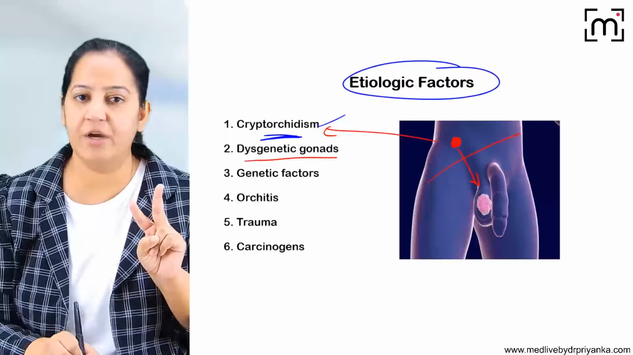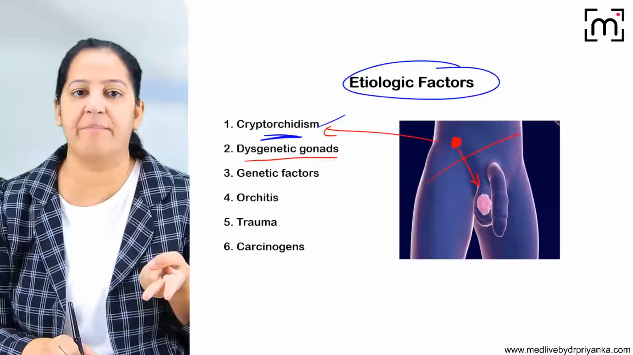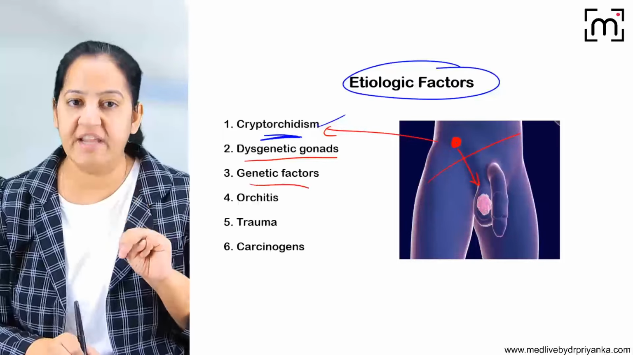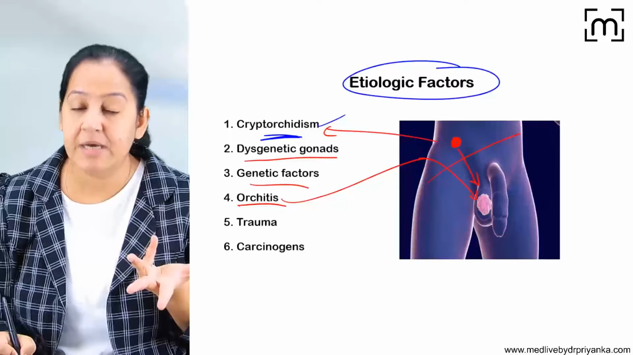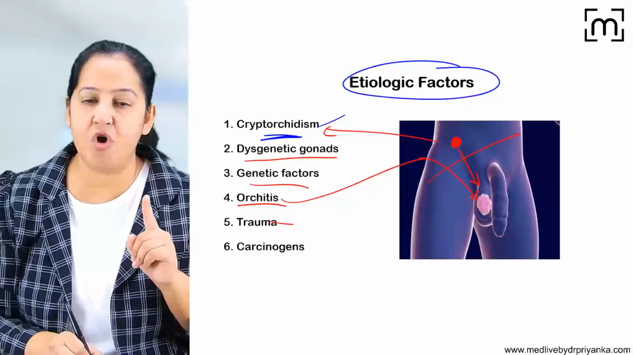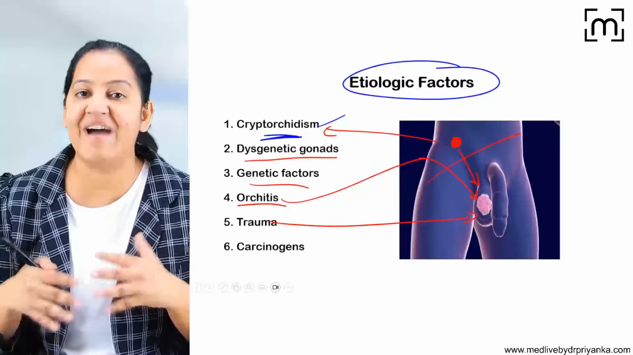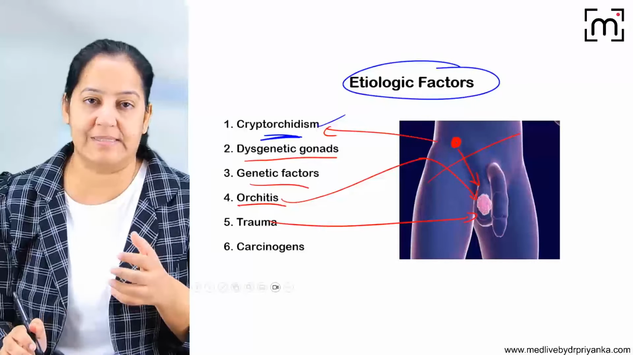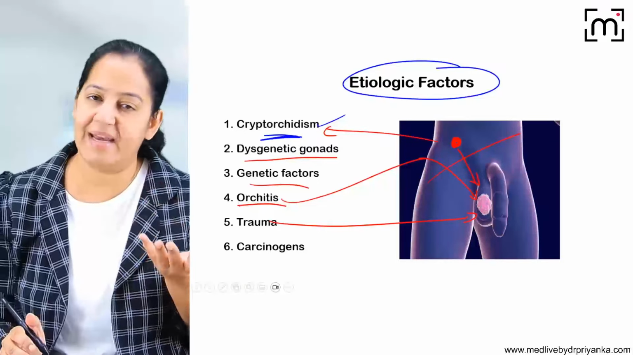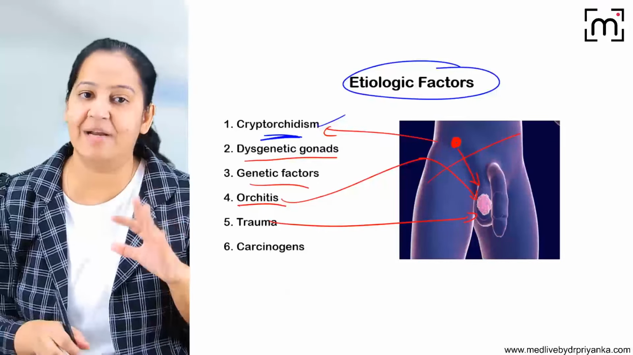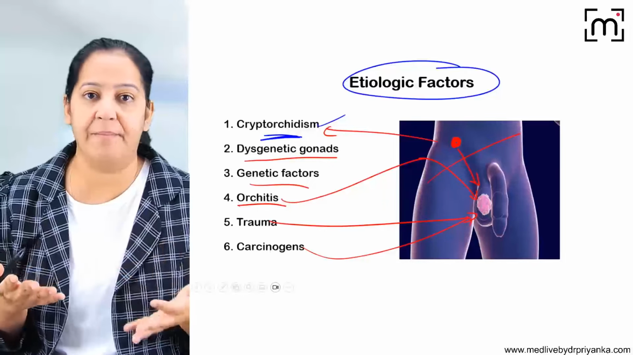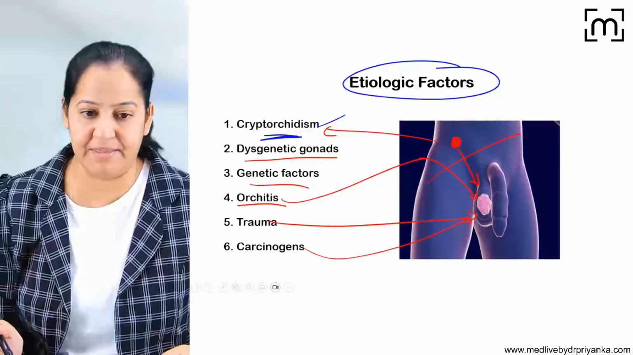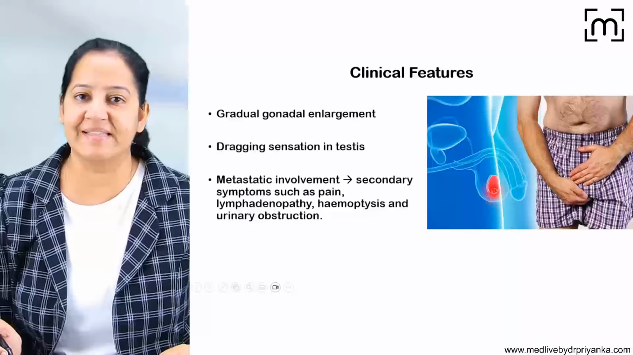Sometimes dysgenetic gonads are there, and they are at high risk of developing tumor in future. Genetic factors. Orchitis means inflammation of the testes; if the testes is inflamed, it can develop malignancy. Trauma to the testes: just suppose this male has an accident and there is trauma to the testes, so in future that male can have malignancy in that testes. Carcinogens, such as pollution in the environment and pesticides, can also cause malignancies in the testes.